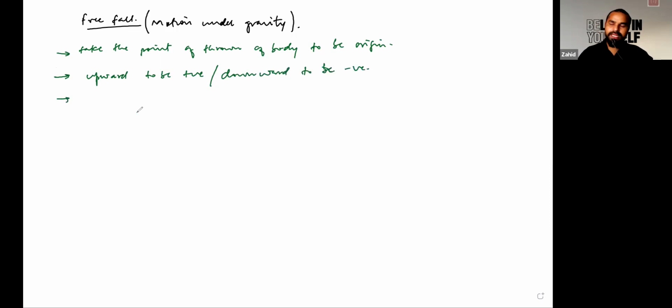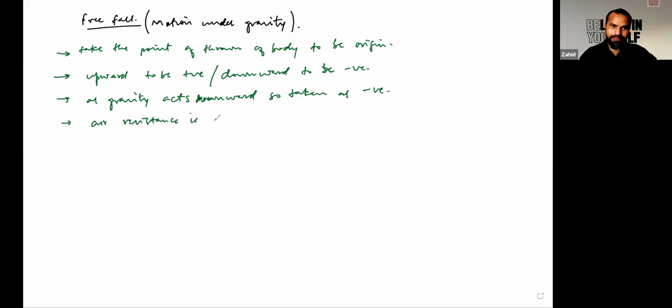Since gravity always acts towards the earth, that is, in the downward direction, it will be taken as negative in all cases. And in this whole topic, we are neglecting air resistance.